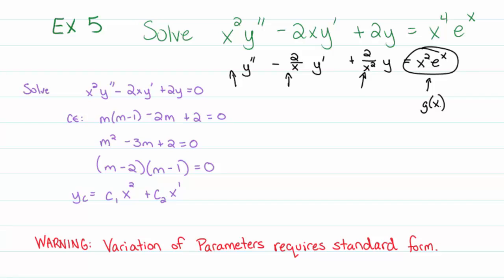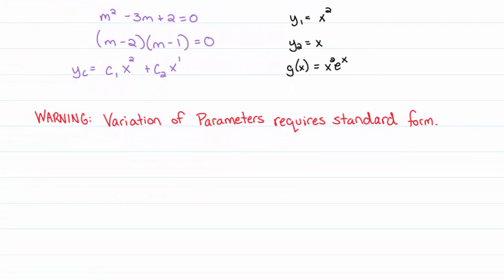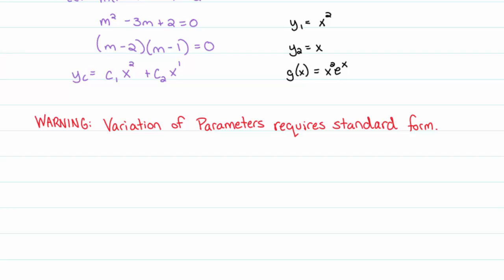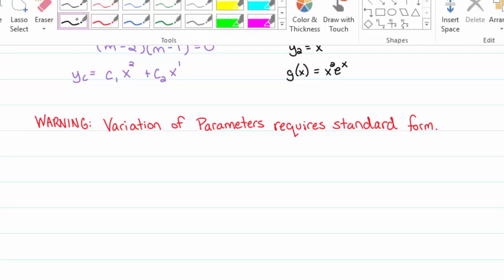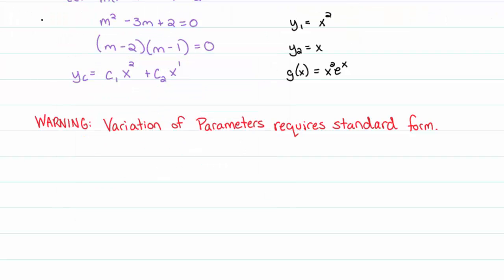And so now that it is, I will go ahead and write down all the information I have. I know that our first solution is x squared, our second solution is x, and g of x for us is going to be x squared e to the x. And now we can jump into variation of parameters. This is hugely important because when it comes time for an exam, it's a great question to ask. It allows me to see in one single problem your variation of parameter skills, but also how to solve a Cauchy-Euler equation.